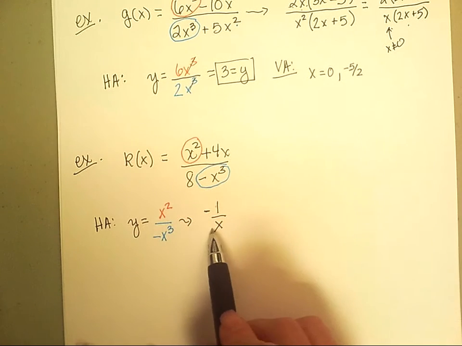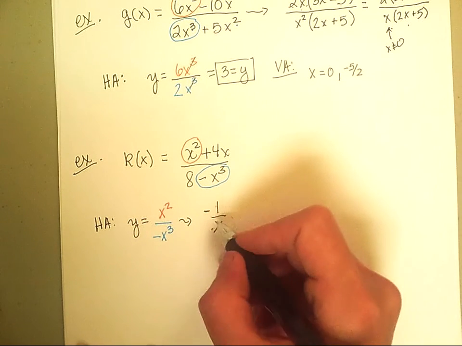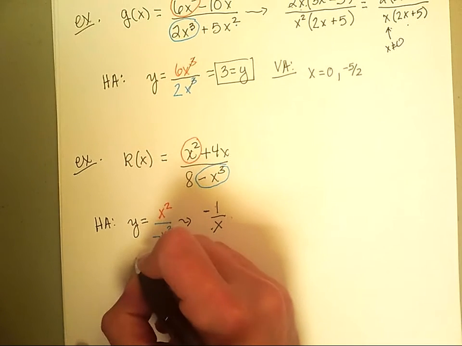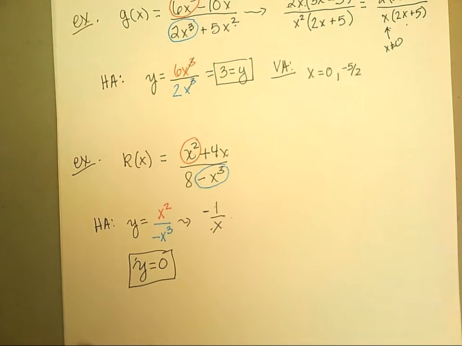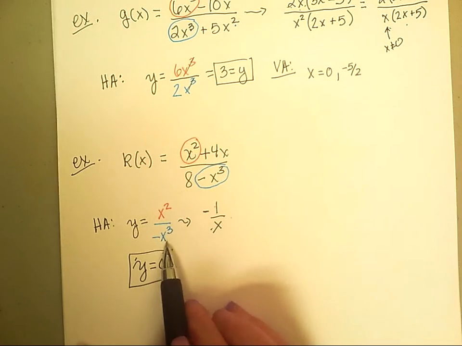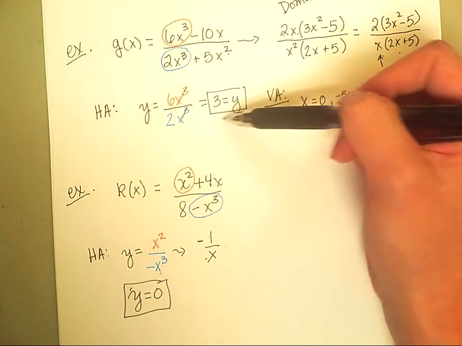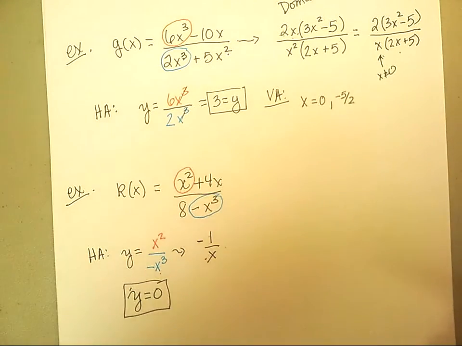Okay. But then what happens is x gets large. This is dominant, so this will pull it to 0. It doesn't matter. Negative 1 over a billion is still 0. It's just coming from the other side. So we see that this is the case where y equals 0, okay? Because the denominator is dominant.